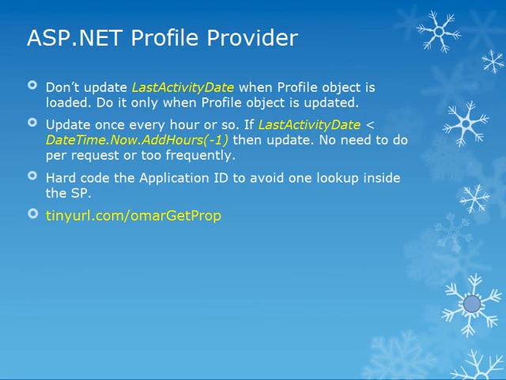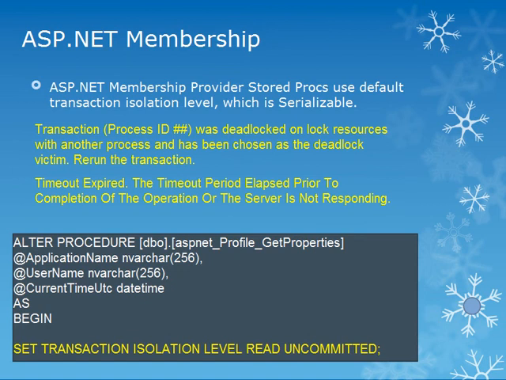And the other thing you can do is just hardcode the application ID and at least save one select star from the ASP.NET applications table. And you can get the optimized stored procedure from this URL. Again, that's a case-sensitive URL. And I believe I have done some other tuning on other ASP.NET membership stored procedures there as well, so you will find those there as well.